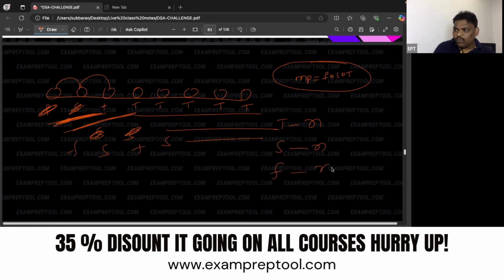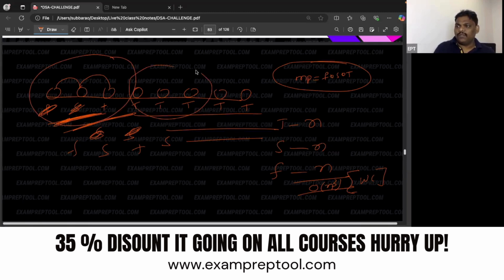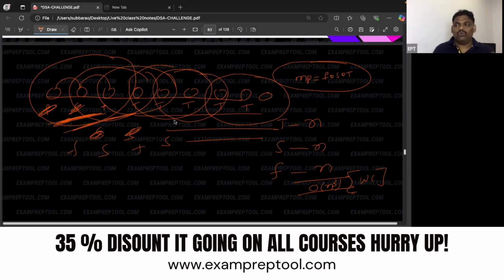Next, for F, one more loop, so three for loops. I think time complexity becomes big O of N cube in the worst case. When you say three for loops, what do you mean? Every three people you are covering, not only continuous, every three. So three inner loops: I loop, J loop, K loop, or F loop, S loop, T loop.